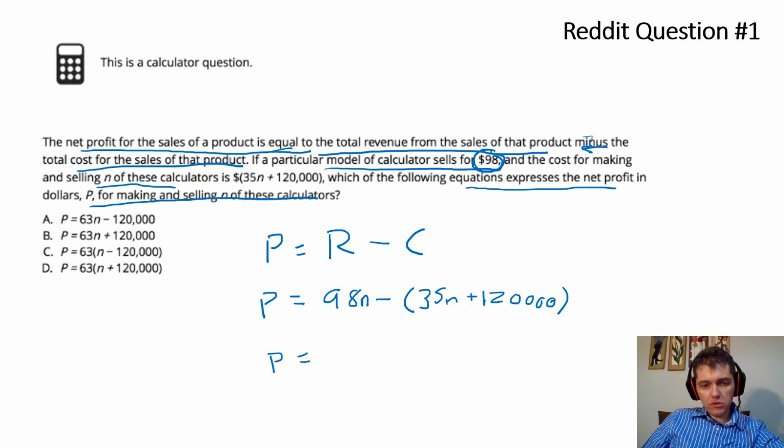So P is equal to, you have 98n minus 35n, which is 63n. And then carry your minus sign through, minus $120,000. So that means that your profit is 63n minus 120,000, which is answer A.